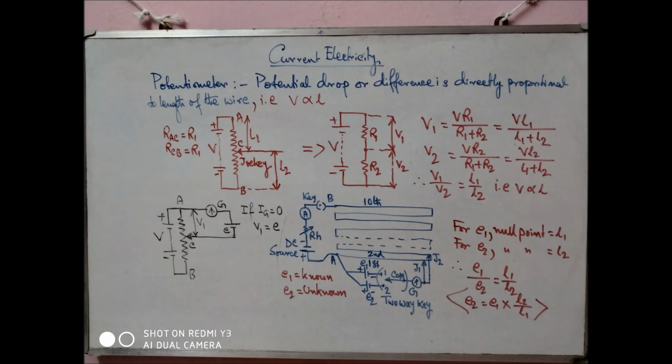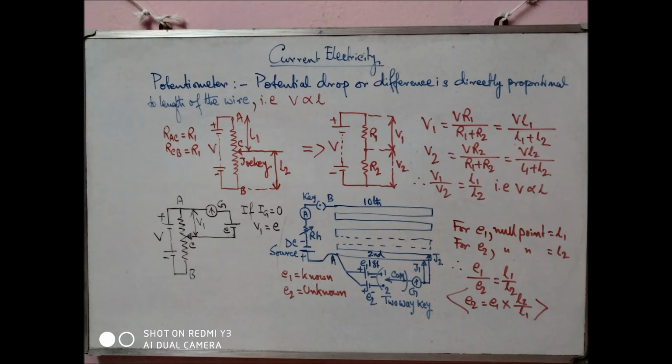But R is proportional to L, and the resistance ratio is equal to the length ratio, already discussed in the meter bridge. So R1 by R1 plus R2 means actually L1 by L1 plus L2. Similarly, R2 by R1 plus R2 means L2 by L1 plus L2. Now if we take the ratio of V1 and V2, we simply get L1 by L2, that is, V proportional to L proved. So it is the principle of the potentiometer proved.